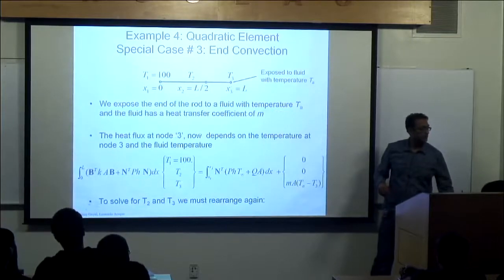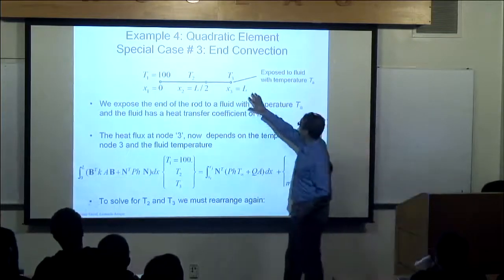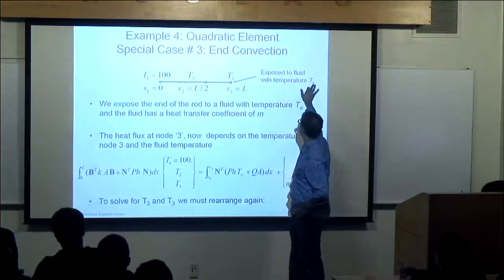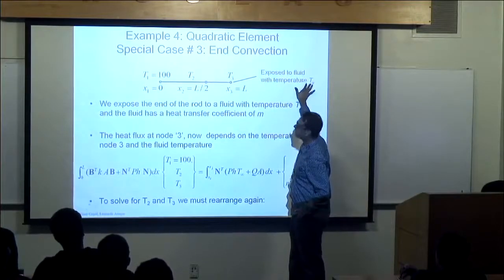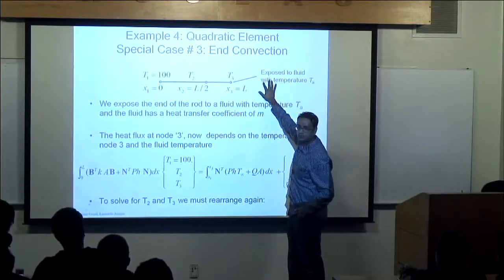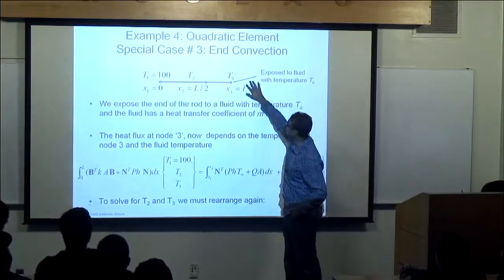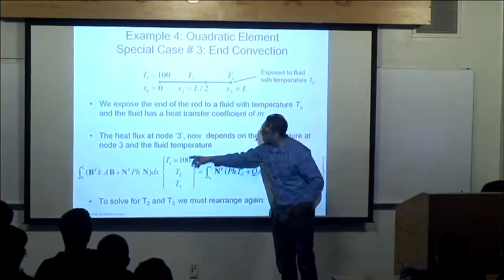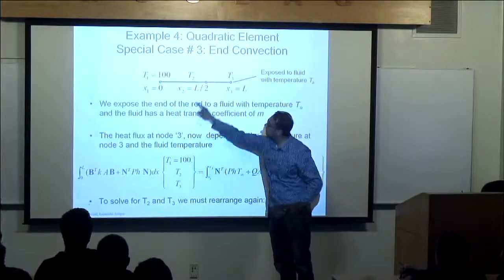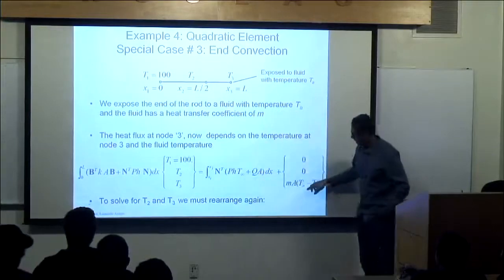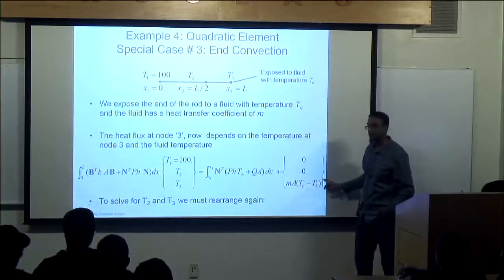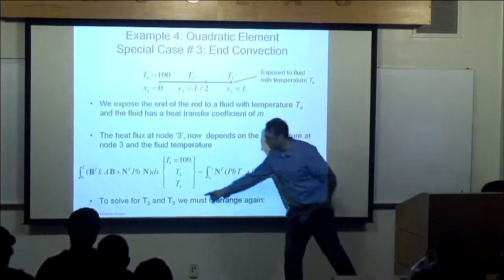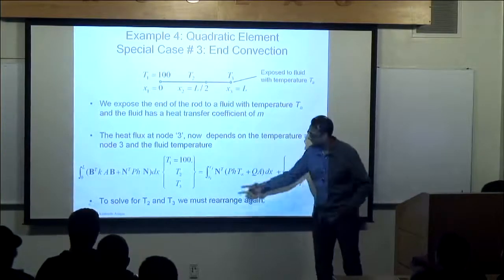Third example is convection. Another example there. I'm calling the temperature of the fluid here T infinity, or TA I called it. And the heat transfer coefficient, I made an M for this here. So the h is equal to M. Same process. T1 is at 100 here. T2 and T3 are unknown, but now I have M A times TA minus T3. That's my heat flux, basically. Now T3 shows up on the right, and T3 shows up here. So I have to bring T3 to the other side.